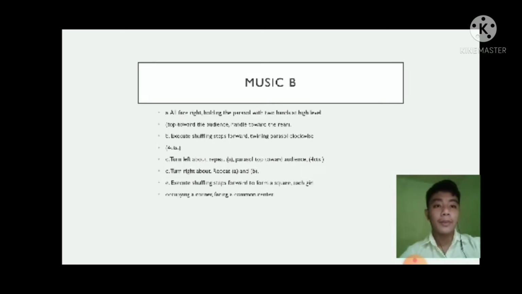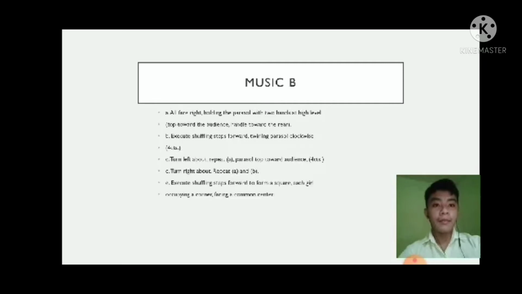And then music B, all face right, holding the parasol with two hands at high level. And then execute shuffling step forwards, twirling parasol clockwise. And then C, turn left about. And then repeat A, parasol toward audience. And then D, turn right about and repeat A and B.